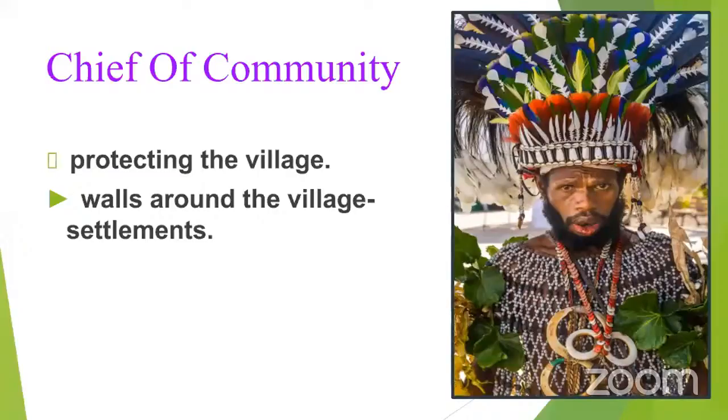The function or the work of the chief of the community was protecting the village. Means his main function was to protect the whole village from wild animals or from other invasions. Okay. So he had to protect all men, women and children in the village. And the second one is walls around the village settlements. He had to build walls around the village settlements so that he can protect the village from outsiders or from wild animals.